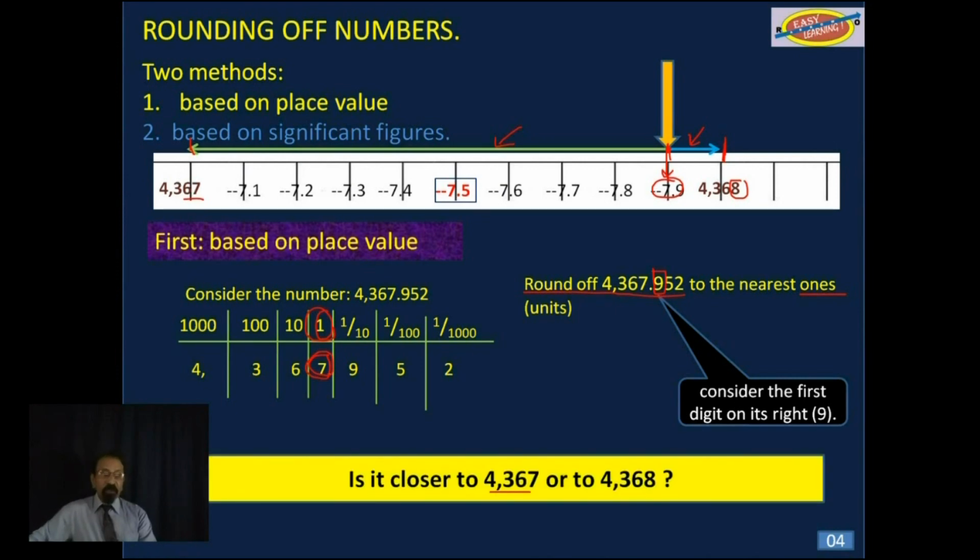So is it closer to 4,367 or 4,368? Obviously, the answer is 4,368. So if we round off that number to the nearest ones, this is our answer. To make matters a little more clear, if we take those 2 digits, 0.95, so now we are even closer, we're even now closer to this number, and we have moved a little further from that one. So our answer is 4,368 because it is the closer ones.